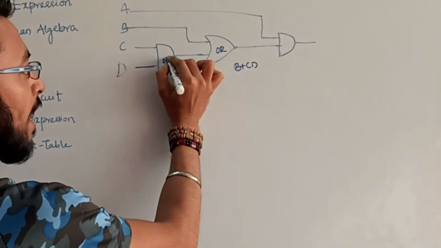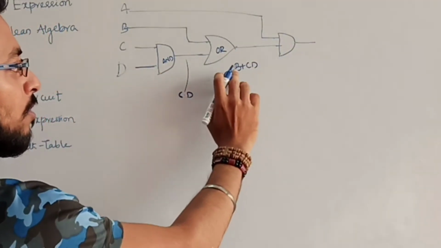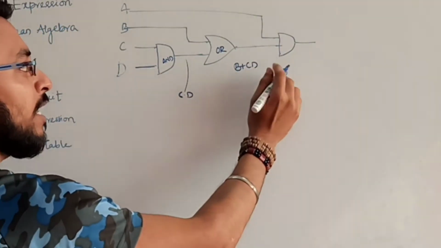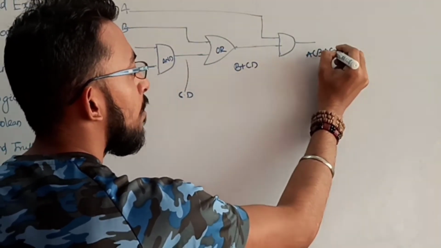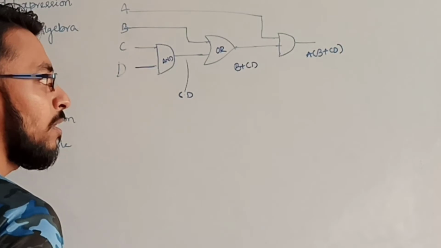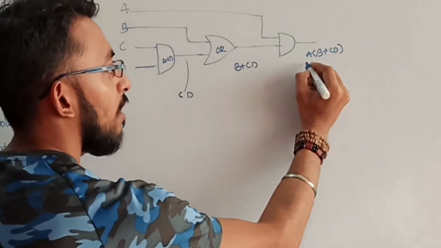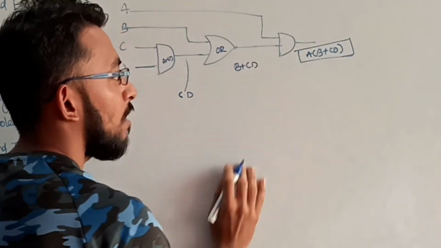This is nothing but my AND gate. Then the output of B plus CD is again ANDed with another input, which is nothing but A. So A into B plus CD. Okay, so this is the final Boolean expression for a logic circuit.